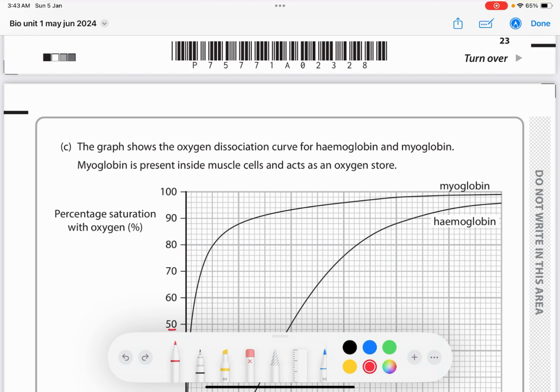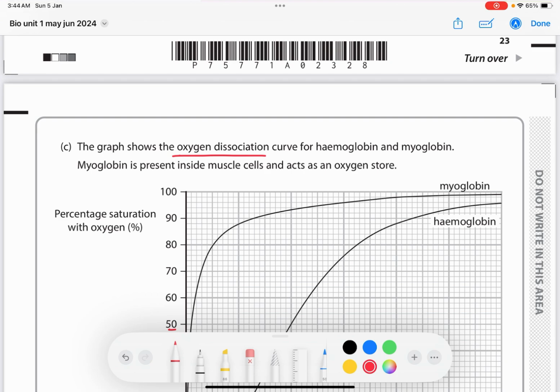Now part C, we have the graph that shows the oxygen dissociation curve for hemoglobin and myoglobin. So these are both molecules, and they both have a different affinity for oxygen. I'll mention this later on in one of the answers, right? This is another factor which affects the oxygen carrying capacity of blood.